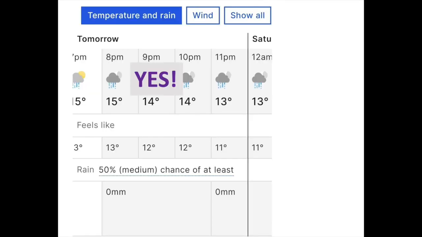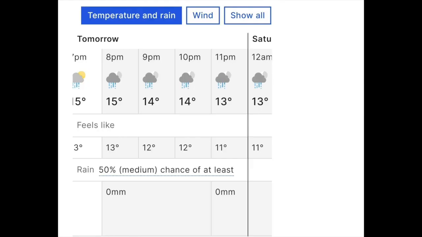Hi, I'm Dr. Kim. If you've ever seen a forecast like this and had no idea if it's going to rain, then you're in the right spot. I'm going to teach you how to read a rainfall forecast. We'll come back to this one at the end. Let's start with a more normal example.